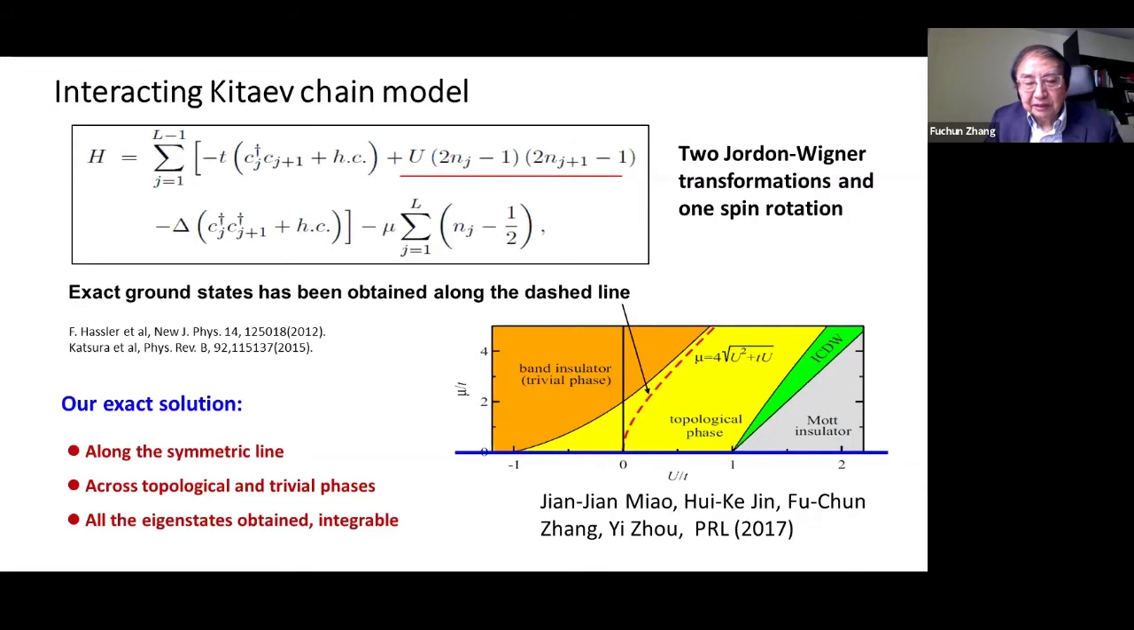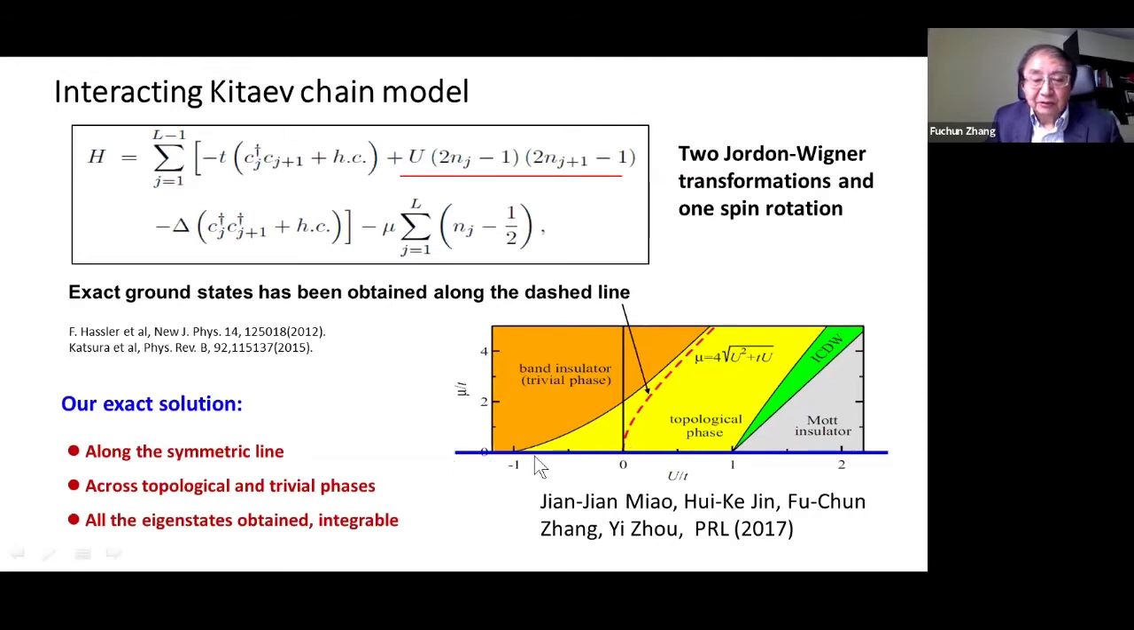For arbitrary U over t, for the parameter t equal to delta. That's what we call the symmetric case, the symmetric limit. The dashed line is a special case for mu, the chemical potential, equal to a particular point of U and t. That was solved analytically by Katsura in Japan. And the interesting part of the blue line is that you can study the phase transition. The Katsura solution is nice, but it's within the topological phase.